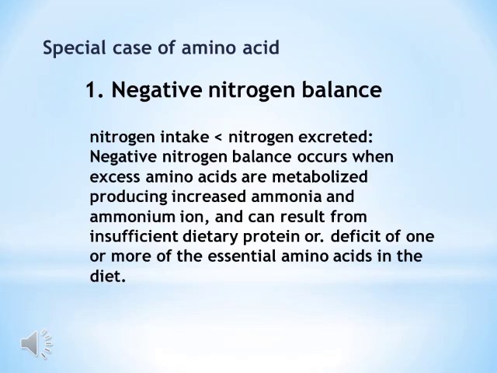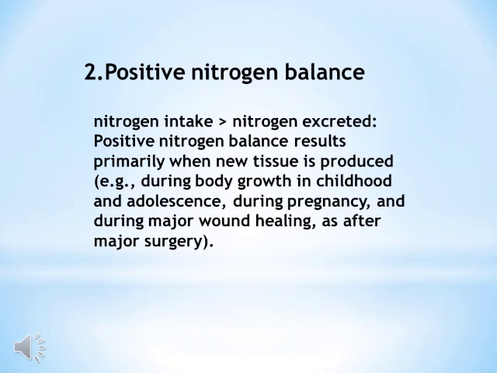Negative nitrogen balance occurs when excess amino acids are metabolized, producing increased ammonia and ammonium ion, and can result from insufficient dietary protein or a deficiency of one or more of the essential amino acids in the diet. Positive nitrogen balance: nitrogen intake is more than nitrogen excreted. Positive nitrogen balance results primarily when tissue is being produced, such as during body growth in childhood and adolescence, during pregnancy, during major wound healing, and after major surgery.